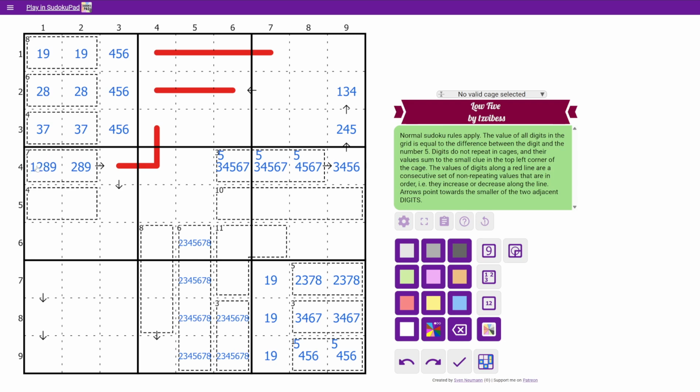This one over here could be a 1, 2. Or it could be an 8, 9. 8 would have to go here. Or no. Either one could. If this was a 1, this could not be a 2.